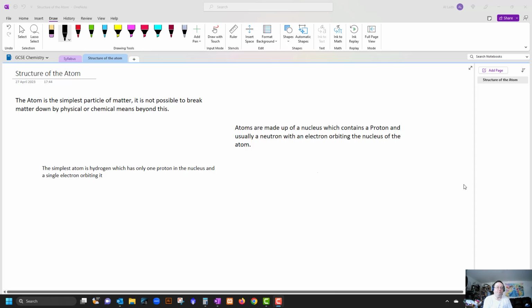What we're talking about today is the structure of the atom. Firstly, a little bit about the atom. It is the simplest particle of matter. That is to say, you cannot take a substance and break it down into anything simpler than the atom.